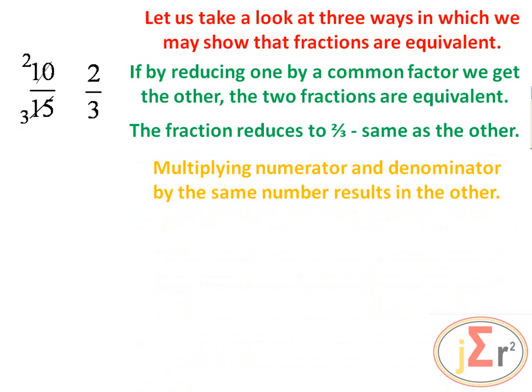Multiplying numerator and denominator by the same number results in the other. So that is the first one that we did. The first one is that we reduce the fraction by a common factor, and the other one is the result. Then we are sure that the two fractions, 10/15 and 2/3, are equivalent or equal.